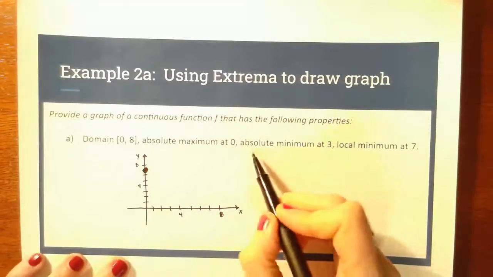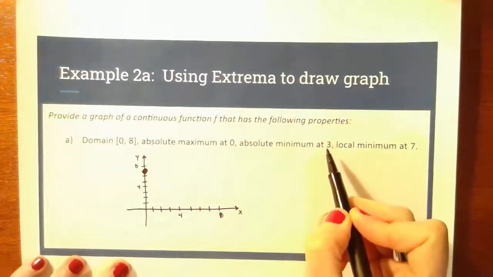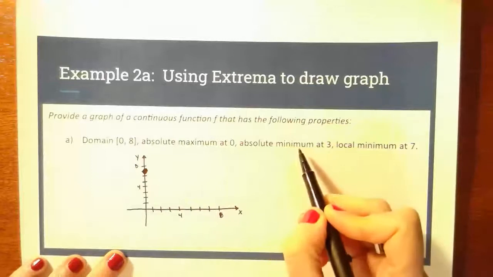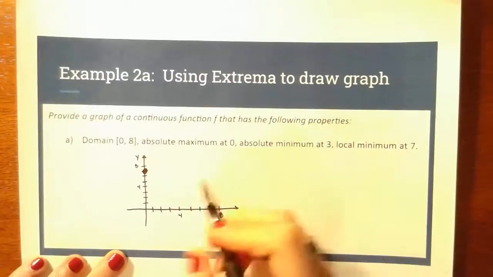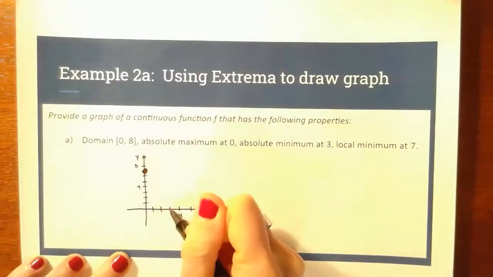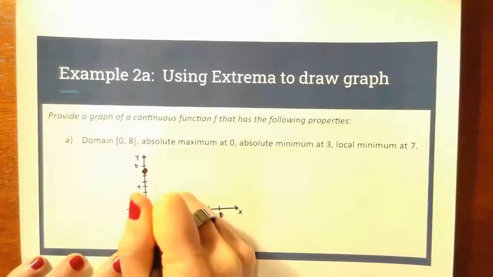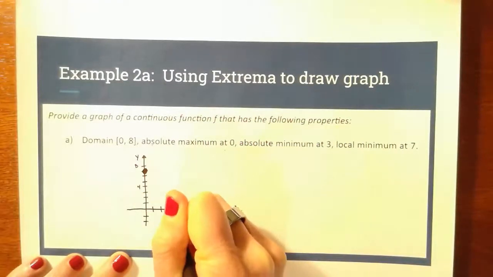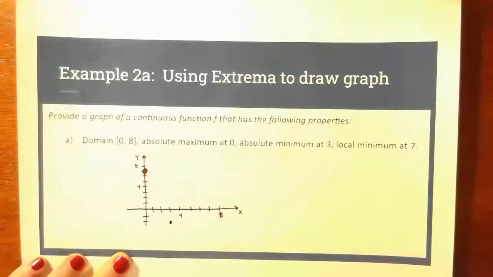And then it says I want an absolute minimum at 3. So again, that's telling me when x is 3, I want to have an absolute minimum value. And so when x is 3, I want this to be the lowest point anywhere on my graph. So I'm going to choose, let's go down into the negatives. I'm going to just choose this random point down there.